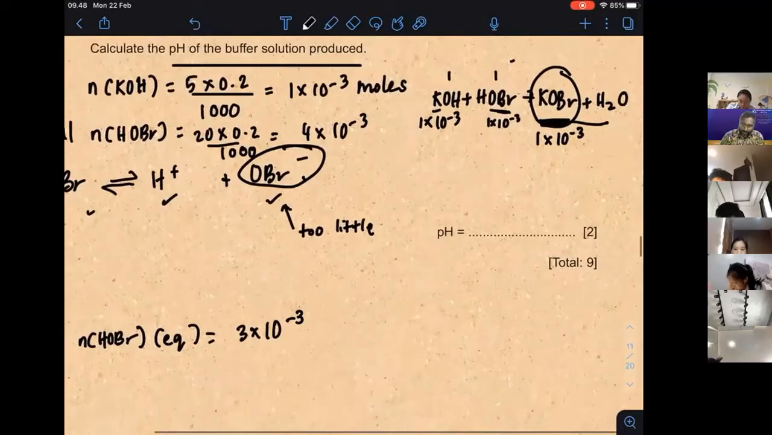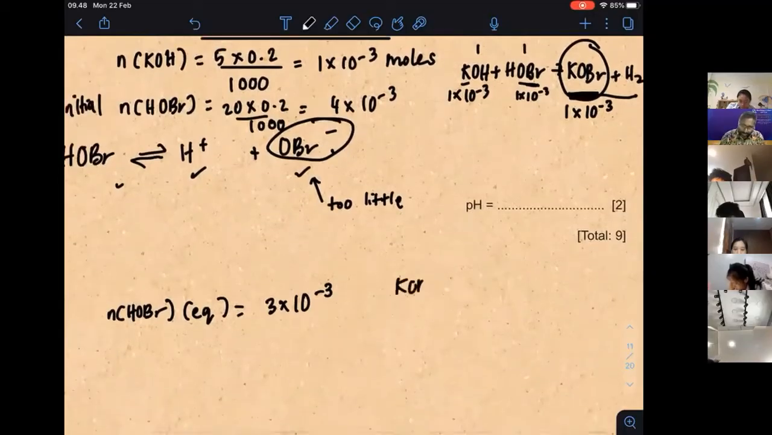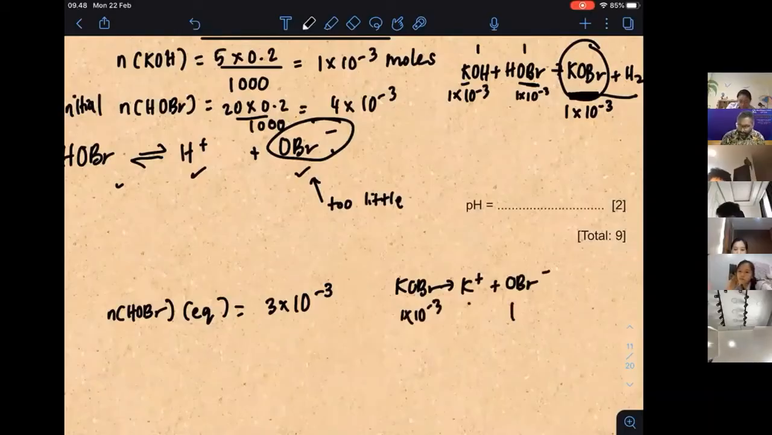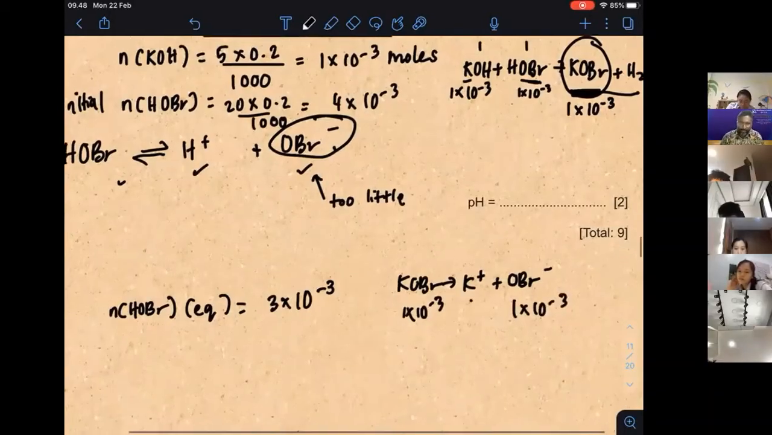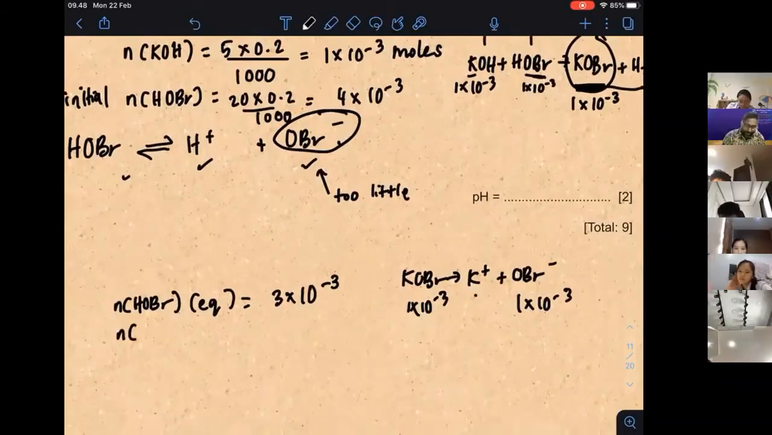So KOBr is supposed to give you K plus and OBr minus. If you have 1 times 10 negative 3 complete, they will give you 1 times 10 negative 3, 1 times 10 negative 3 also here. So the number of moles of OBr minus at equilibrium will be the same. We are not including this. Okay, we are not including this. So it's going to be 1 times 10 negative 3.